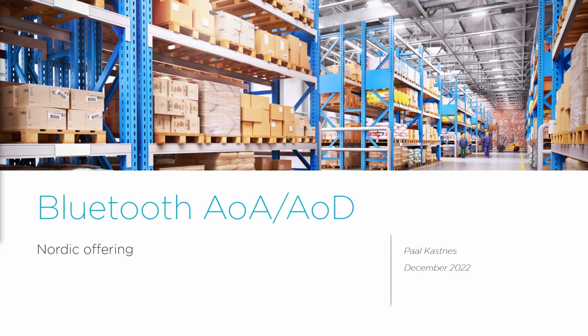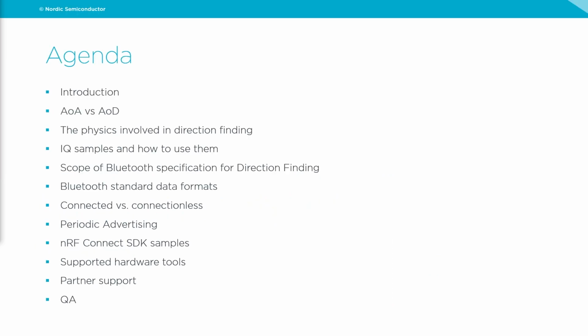So over to the agenda for today. What we're going to talk about is, of course, Bluetooth AoA and AoD. So I will do a short introduction to the topic. We'll discuss a little bit about the differences between AoA and AoD. We'll talk a little bit about the physics, IQ samples, scope for what is part of the Bluetooth specification and where the specification actually ends.